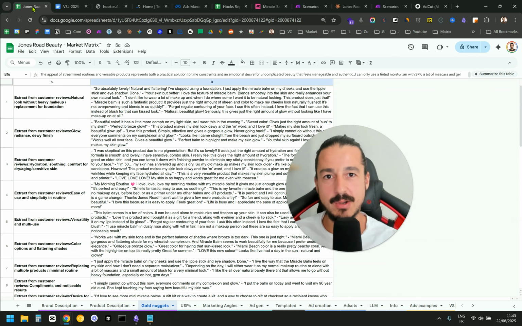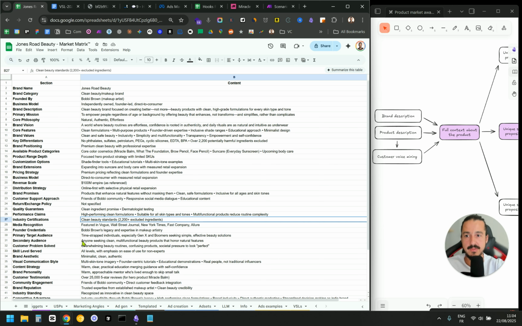So first of all, brand description. We are talking about the context now. Here is the spreadsheet, as you recognized. It's built within Google Sheets, and one spreadsheet can be used for one product basically.